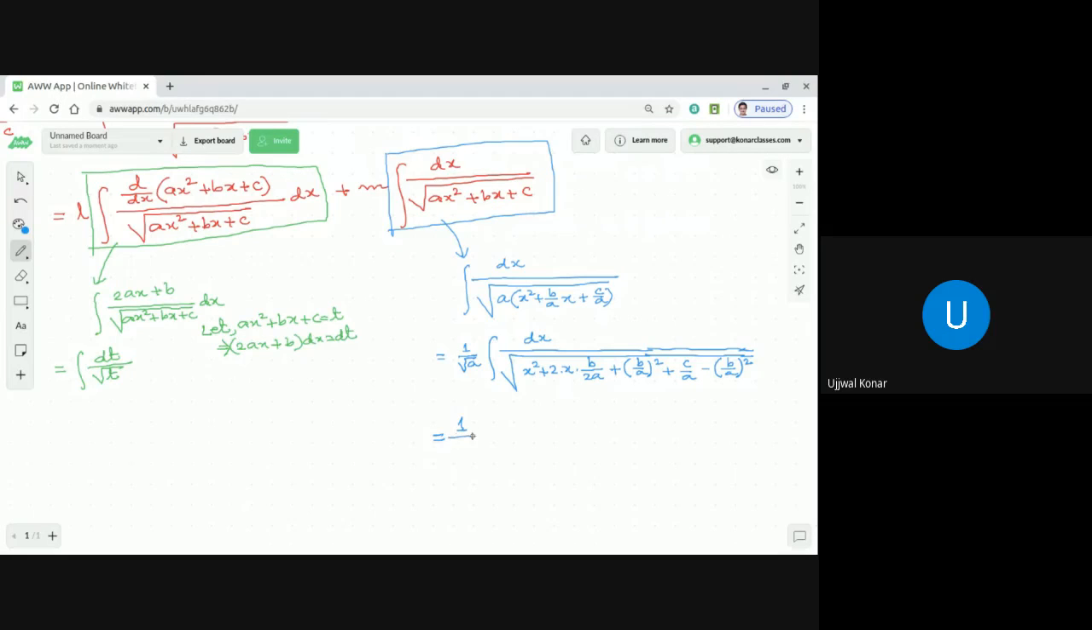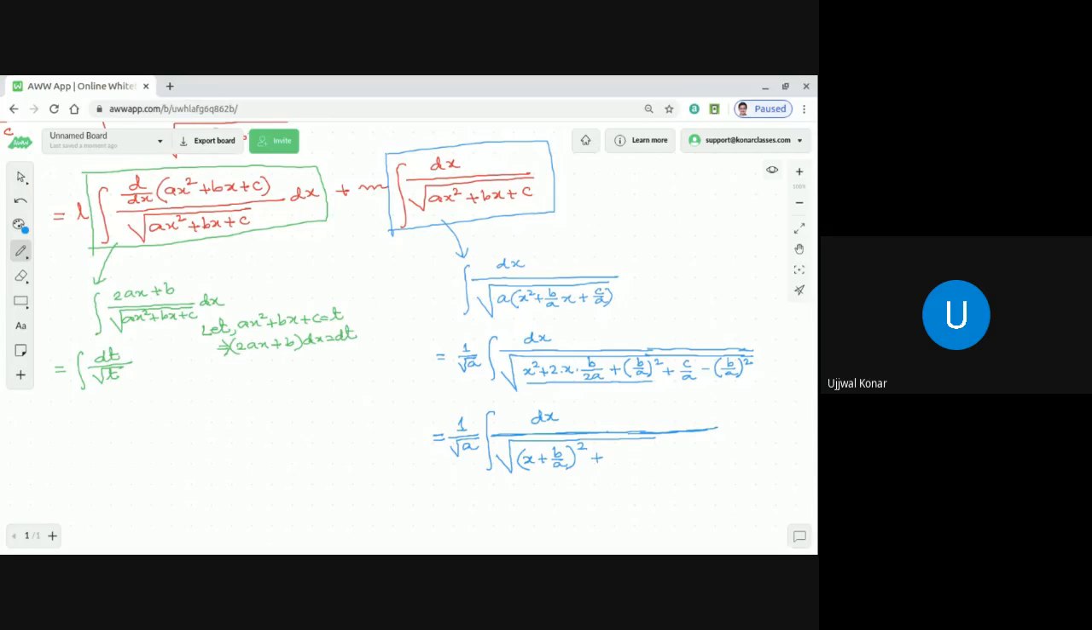1 by square root of a, integration dx by square root of... If you look into the first three terms, that becomes x plus b by a whole square, correct or not? Plus what it will be?